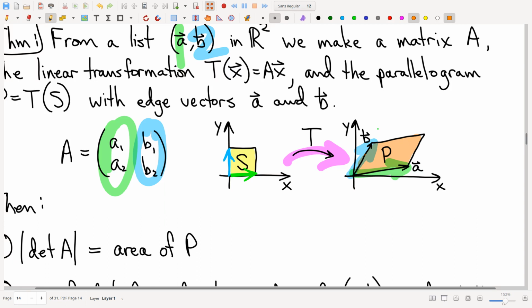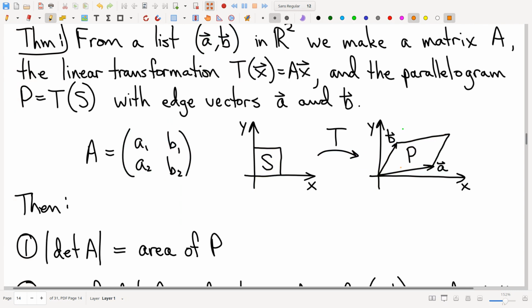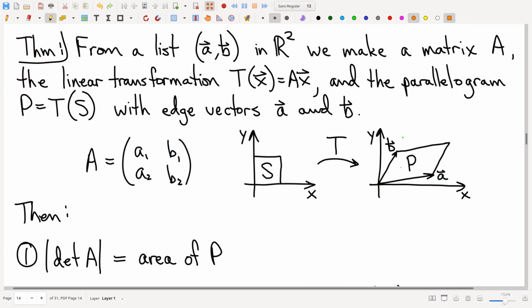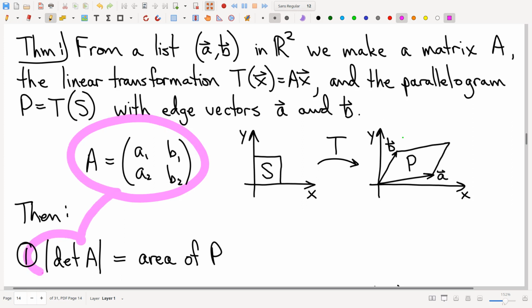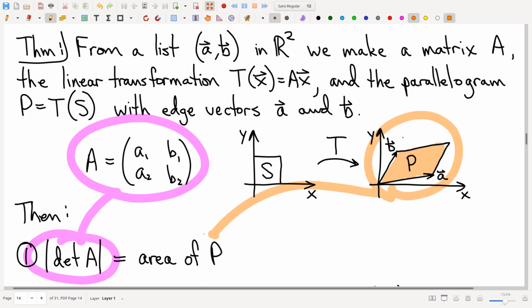So first cool fact, by the way, I'm not going to prove this, and you're not responsible for the proof. It's a bit more effort than I think is a good choice for this course. If you take the matrix and compute the absolute value of its determinant, weirdly, that gives you the area of the parallelogram, which is very surprising. Think about it just as a quick example.